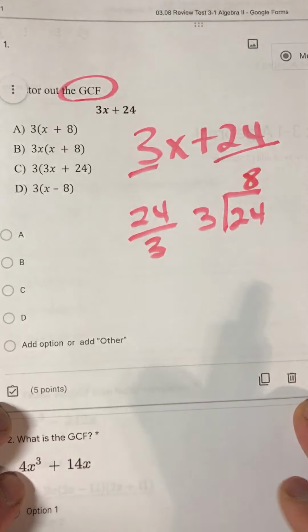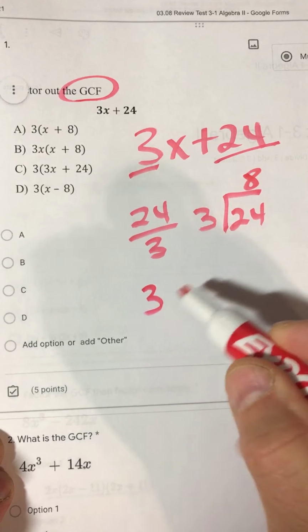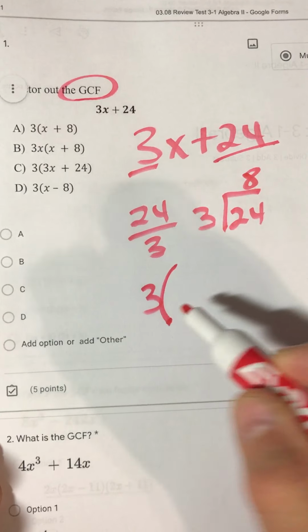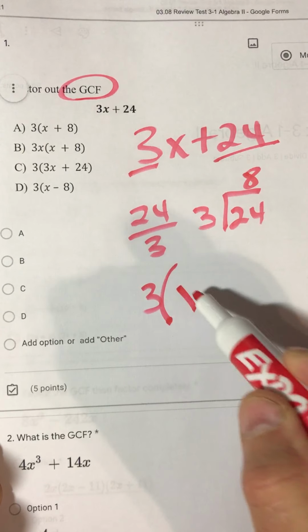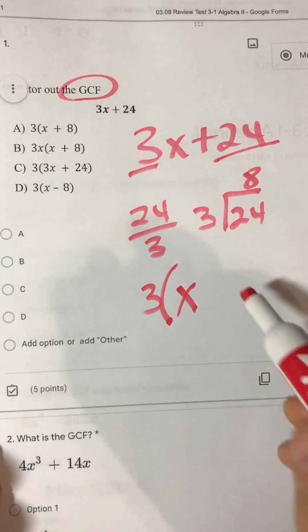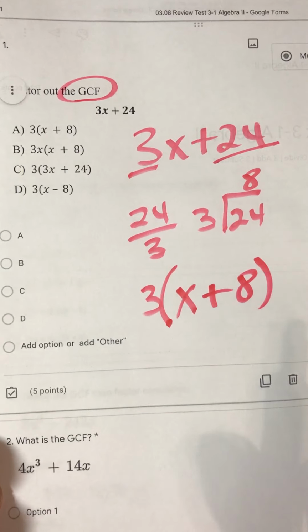So, when you factor out the GCF, you put that 3 out to the left of the parentheses, and then you divide out the 3 in the first term. So 3 divided by 3 leaves 1, x. Then 24 divided by 3 leaves the 8. Okay?